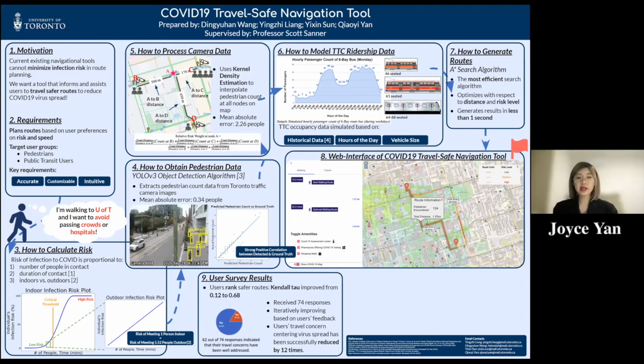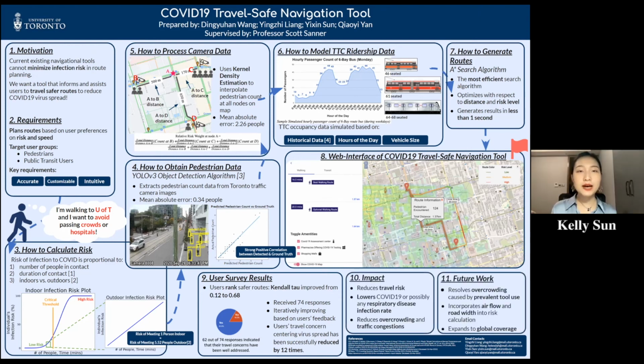The team also iteratively improved the tool's UI and functionalities based on users' feedback. To test how well our tool demonstrates the trade-off between risk and time, we asked users to rank multiple displayed routes based on their perception of the route risk levels and compared the results with the ground truth. Kendall Tau score is used to measure this. Initially, the score was 0.12, and we managed to increase the score to 0.68 by improving some features in the front-end display. In the survey solicited by Mott MacDonald, we received 74 responses, and it showed that the users' travel concern regarding COVID-19 spread has been successfully reduced by 12 times.